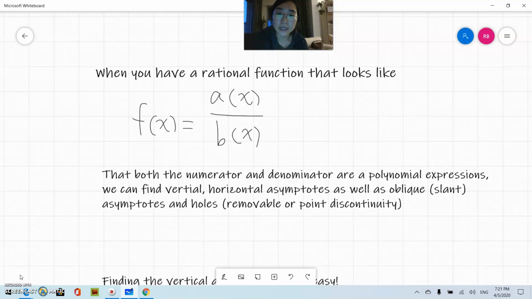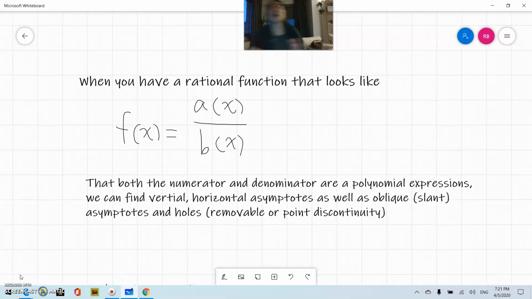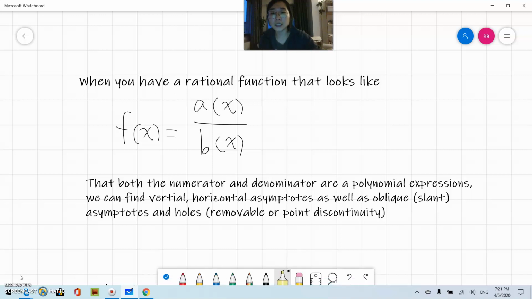Unlike the functions that we've seen in section 3, now in section 4, the functions that you're dealing with have a numerator and denominator with polynomial expressions. What that means is that you can write it as a function on the numerator and then a denominator. And so a rational function is basically a function divided by another function.